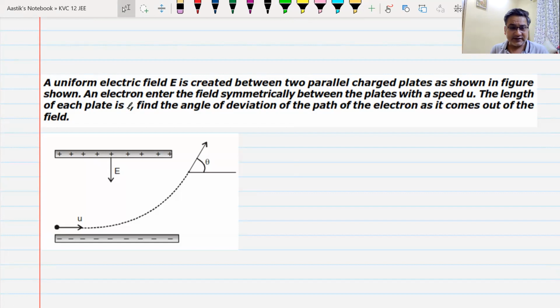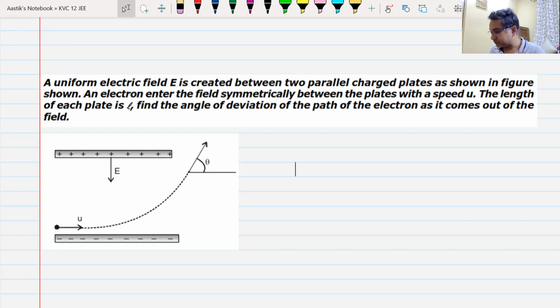So a uniform electric field is created between two charged plates as shown in the figure. An electron enters the field with a speed u. The length of each plate is L. Find the angle of deviation of the path of the electron as it comes out of the field. Now this question may look very enterprising, but I am going to split it into simple parts. They can ask you many things in this question.